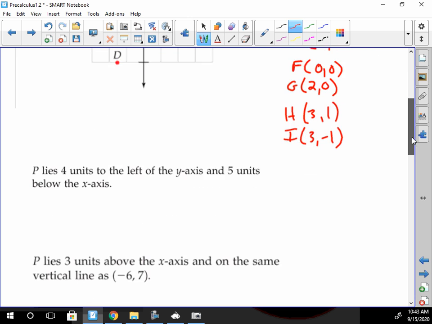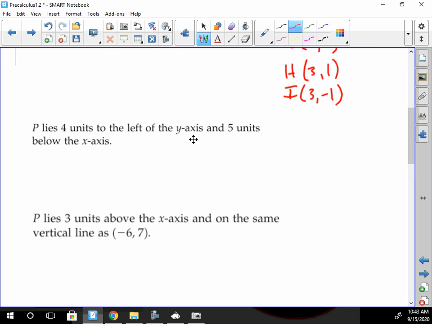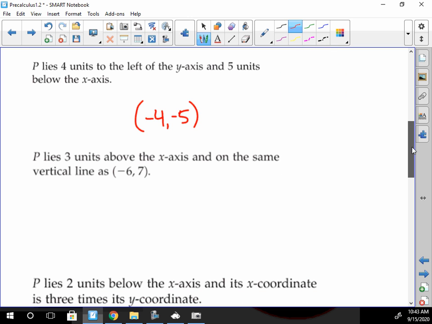For the next question, P lies 4 units to the left of the y-axis and 5 units below. Think about it. If you're going left, that's going to be negative, and going below, that's also going to be negative. Negative 4, negative 5. P lies 3 units above the x-axis and on the same vertical line as negative 6, 7. Since it's on the same vertical line as negative 6, 7, it means we would have to go over to negative 6 and then up 3.